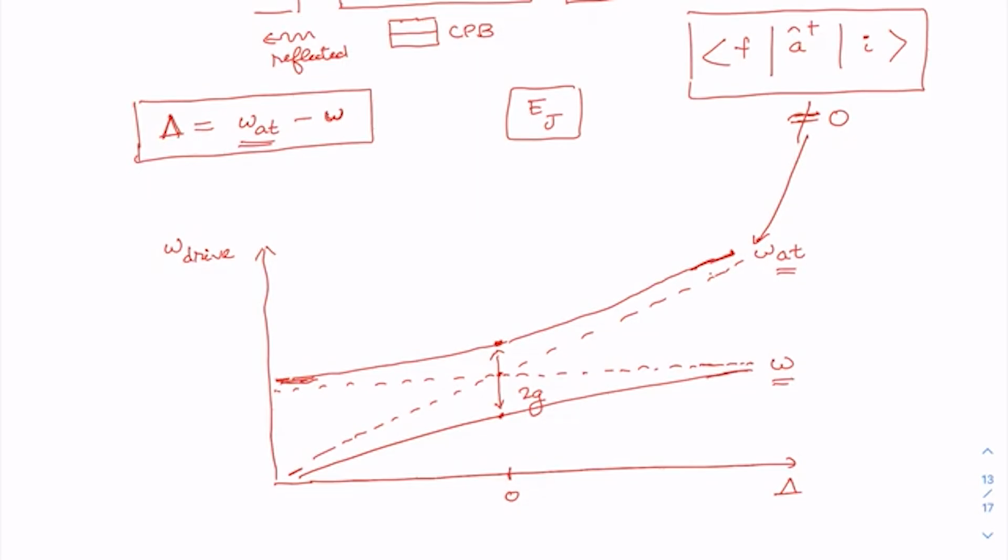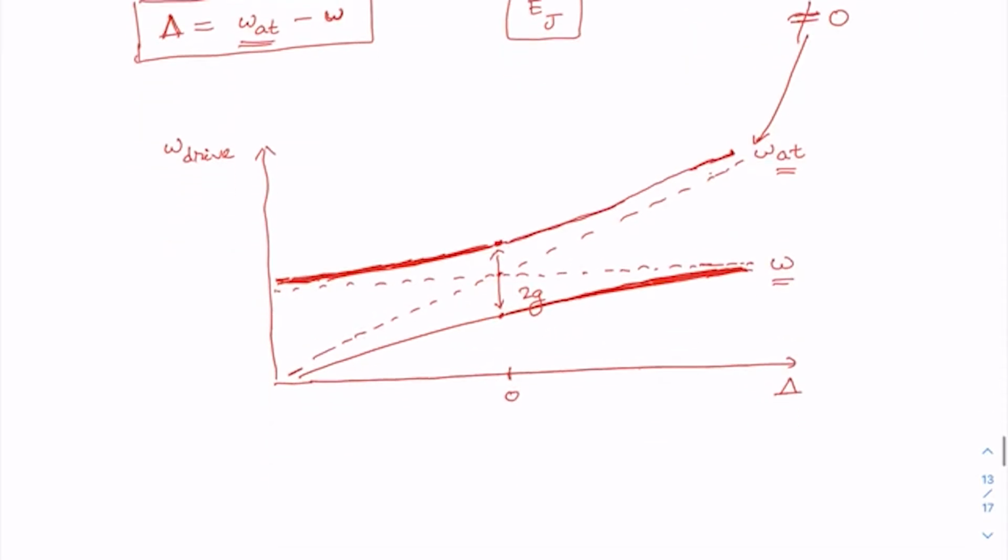So the intensity would be high here, near the bare cavity frequency, when omega drive is equal to the bare cavity frequency. Similar is the case here. The intensity would be high up to this point, and then as we go away from this point, the intensity would get lower and lower. I hope this point is clear. This is what is observed experimentally as well.